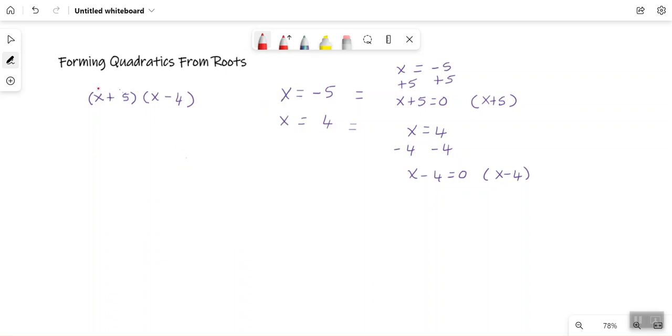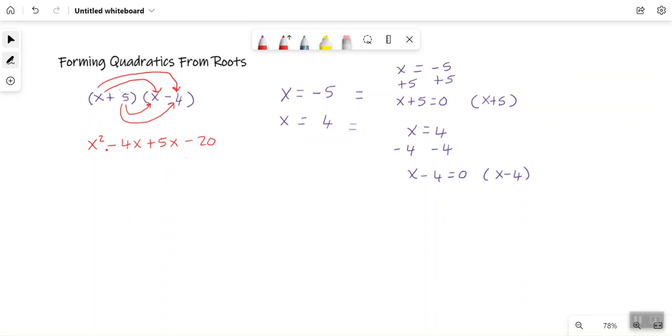So remember, when we're multiplying these, we multiply this by this, this by this, and then this by this, and this by this. So what will that look like? So x multiplied by x is going to give me x squared. x multiplied by minus 4 will give me minus 4x. 5 by x gives me plus 5x. And then 5 by minus 4 gives me minus 20.